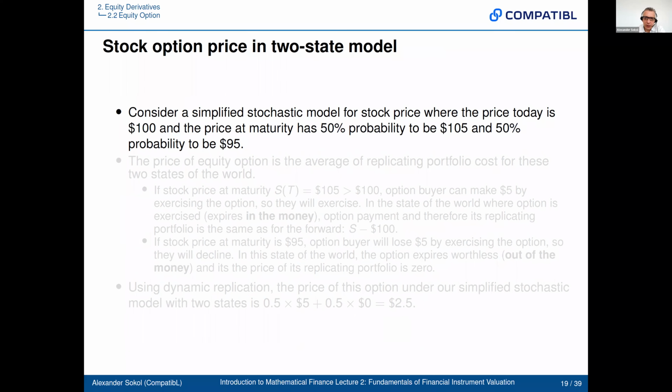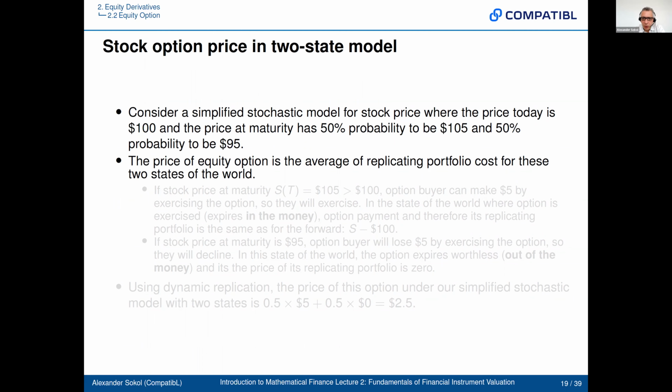So let's now do the pricing in the simplified two-state model. In this two-state model, we're going to assume that today the price is 100, and the price at maturity has a 50% probability to be 105 and a 50% probability to be 95. So it's a very simplified model where the future stock price 1 year from now can only have two values, 95 and 105, and each value has 50% probability.